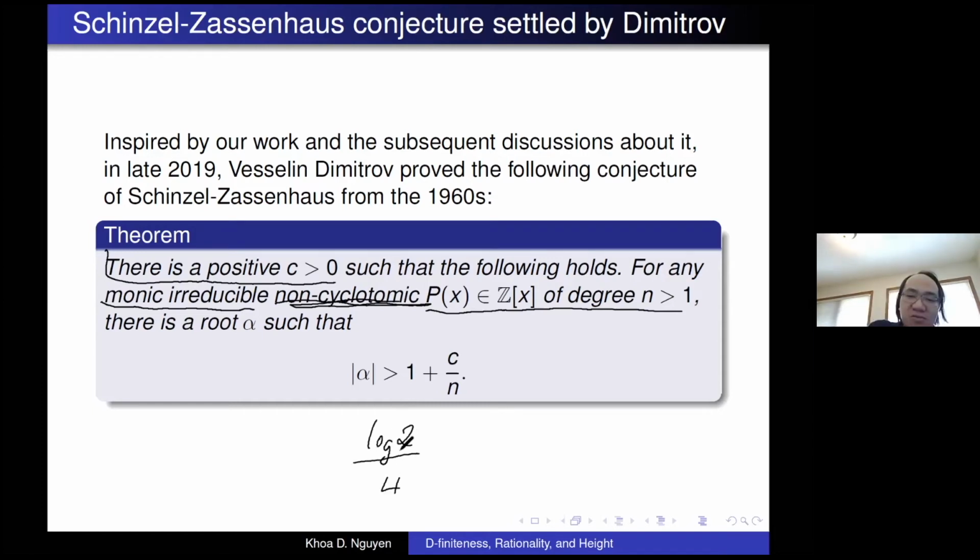So if you have a monic irreducible non-cyclotomic polynomial of degree n greater than 1, then there is a root whose absolute value is greater than 1 plus C over n. It looks very simple, but if you try to prove it, you might see it's quite non-trivial. People actually tried to prove this for their case, and eventually he got this. All right, so finally.